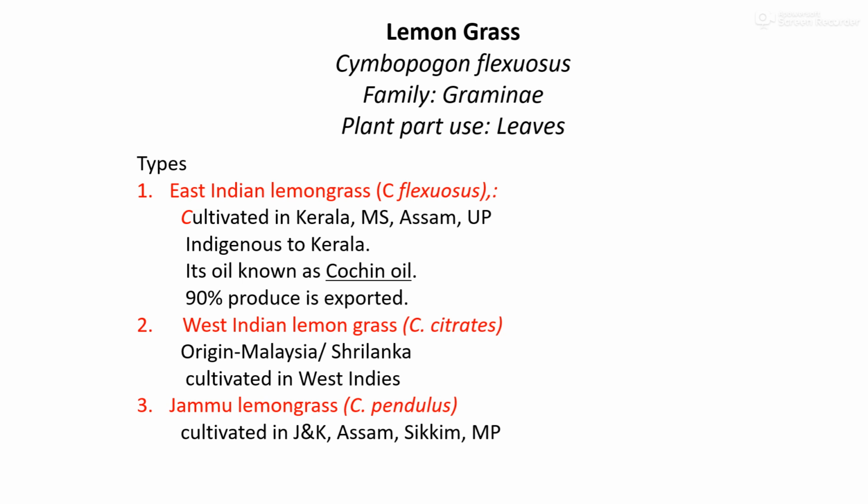The second type is West Indian lemongrass, which is known as Cymbopogon citratus. Its origin is Malaysia and Sri Lanka. It is cultivated in the West Indies. The third category is Jammu lemongrass, that is Cymbopogon pendulus. It is cultivated in Jammu and Kashmir, in Assam, Sikkim and also in Madhya Pradesh.